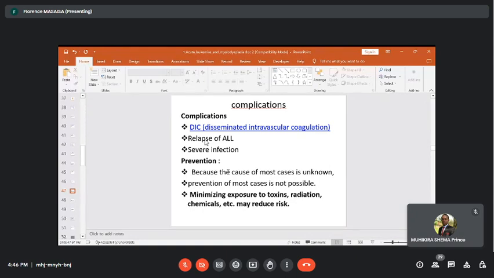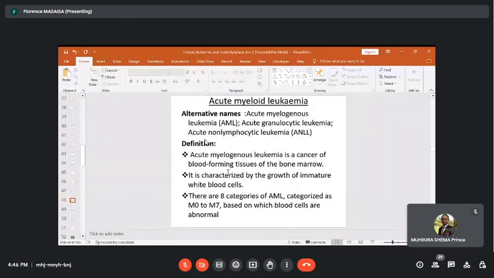Let's go quickly. Maybe we stop at 5, but let's start a little bit on acute myeloid leukemia. The mechanisms are almost the same, so we are going through it quickly. Acute myelogenous leukemia, or acute granulocytic leukemia, or acute non-lymphocytic leukemia.